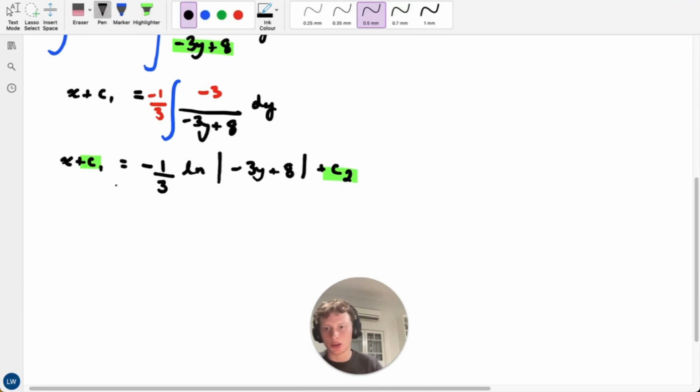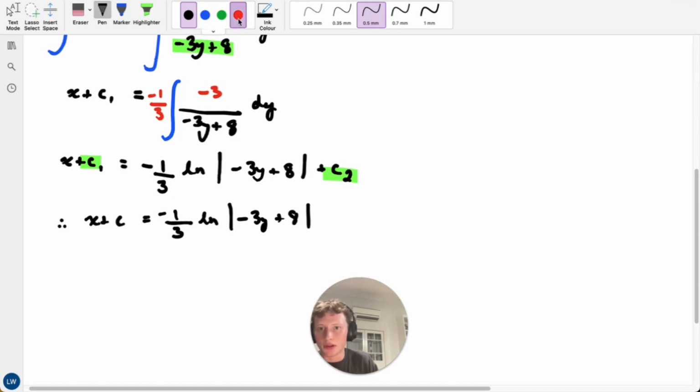And so what we can do is just consolidate that into one constant. You could say, okay, well, let's subtract c2 from both sides. In that case, we just get c1 minus c2, which just gives us another unknown number. So I'm just going to consolidate that and say that, therefore, x plus c equals negative 1/3 ln of the absolute value, negative 3y plus 8.